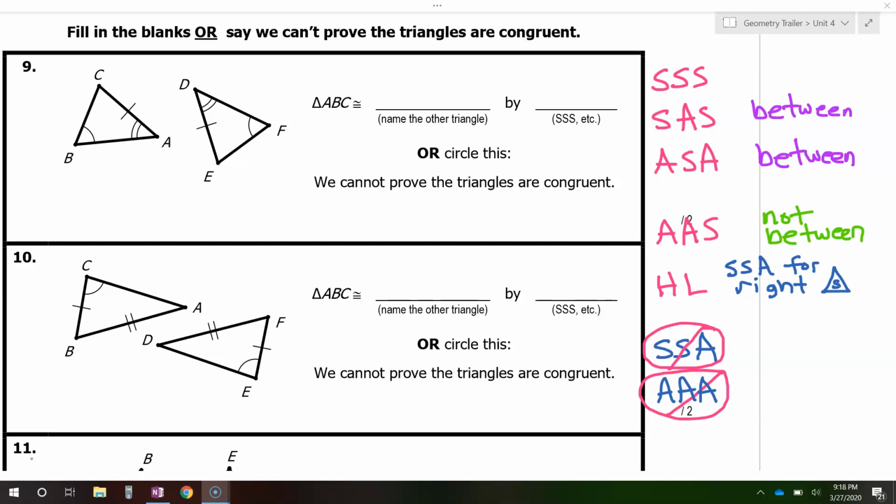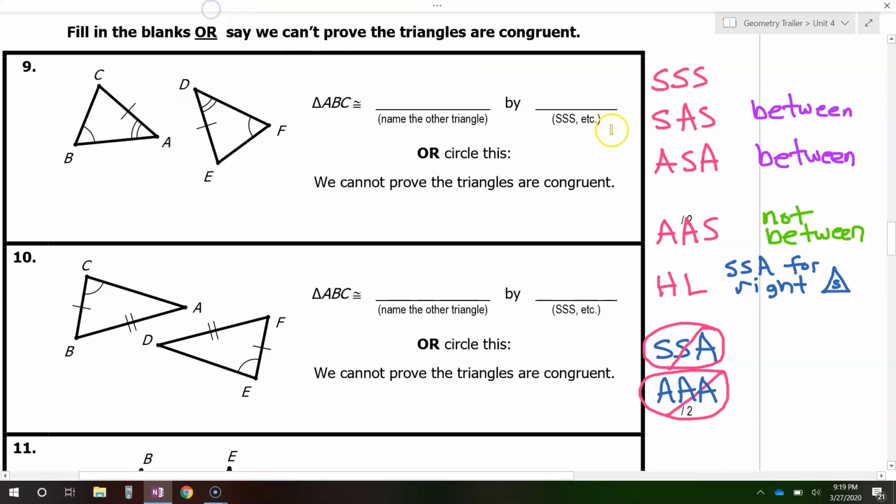These two sets of information don't prove anything. Side, side, angle, angle, those prove nothing. If we see either of these, we're going to say we cannot prove the triangles are congruent, and then we will simply move on. So as I look at problem number 9, just looking at one triangle at a time, I see that we have 2 angles and a side that are marked congruent. 2 angles and a side.